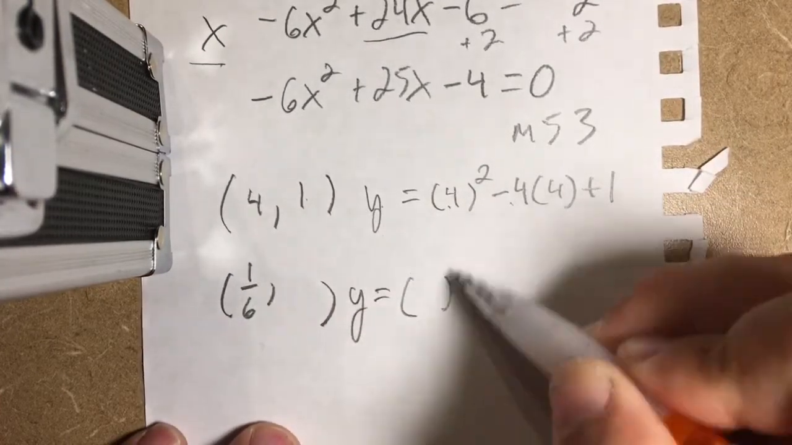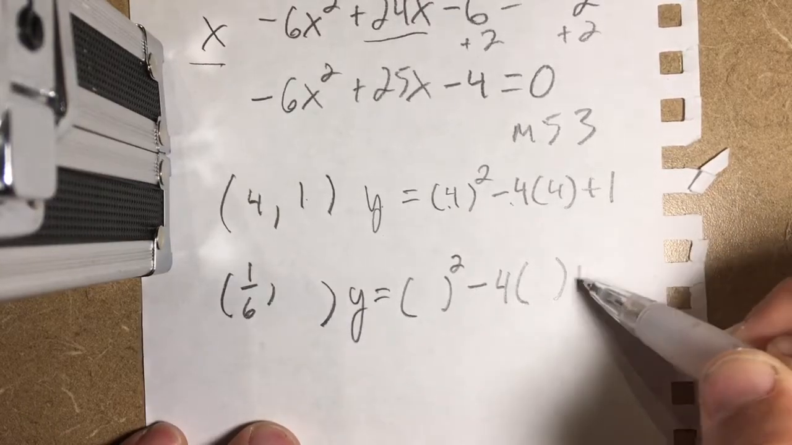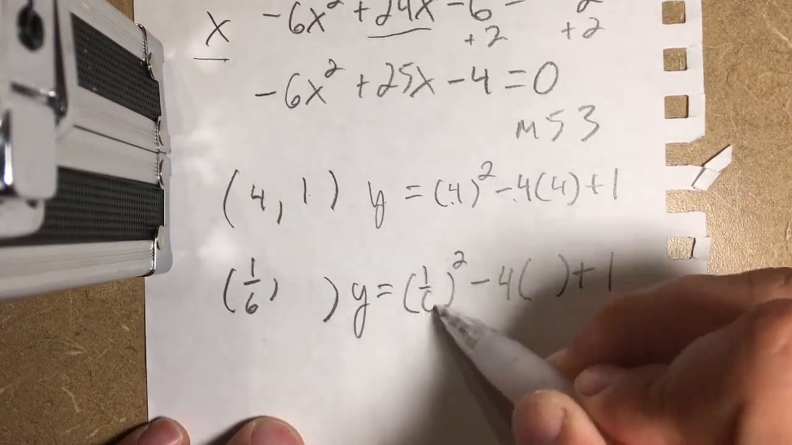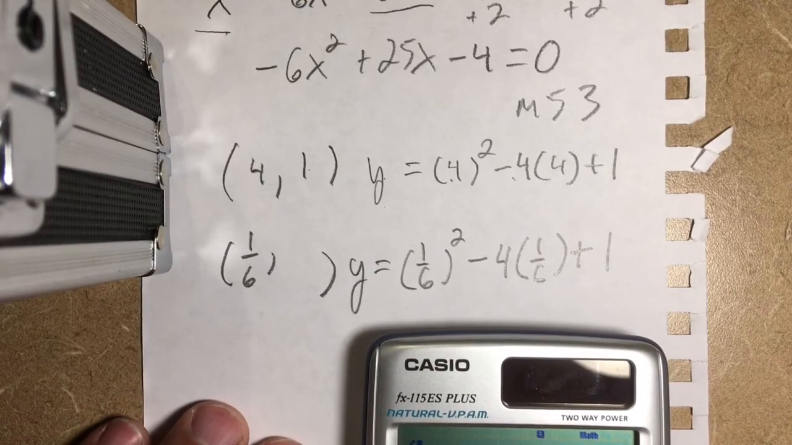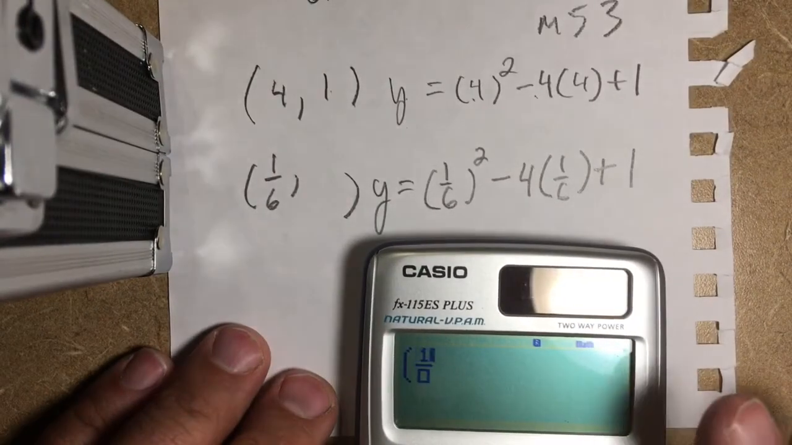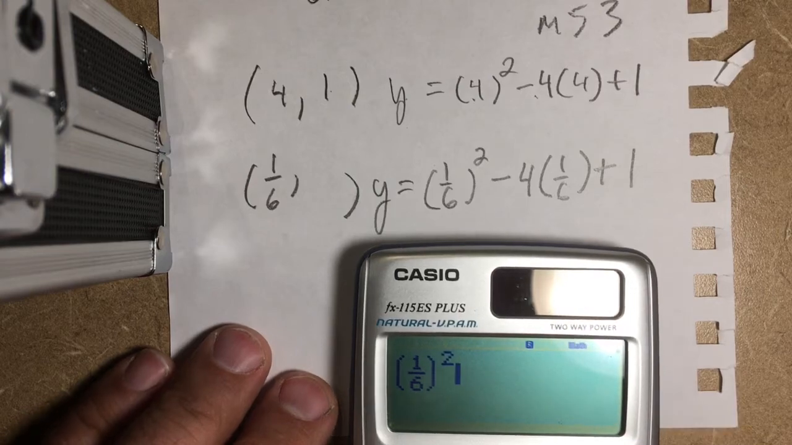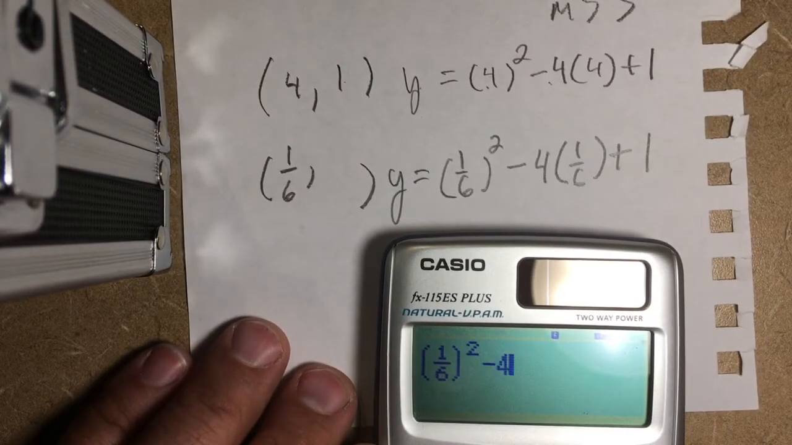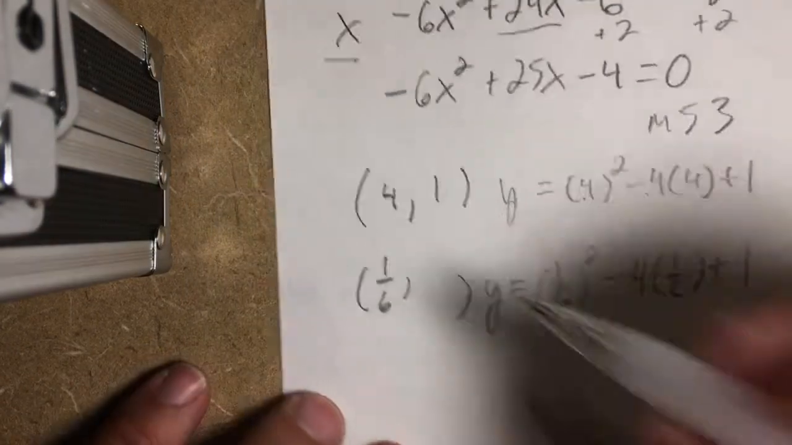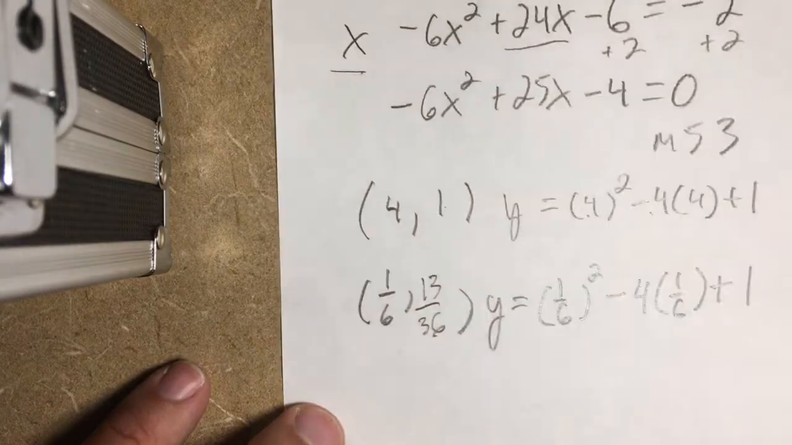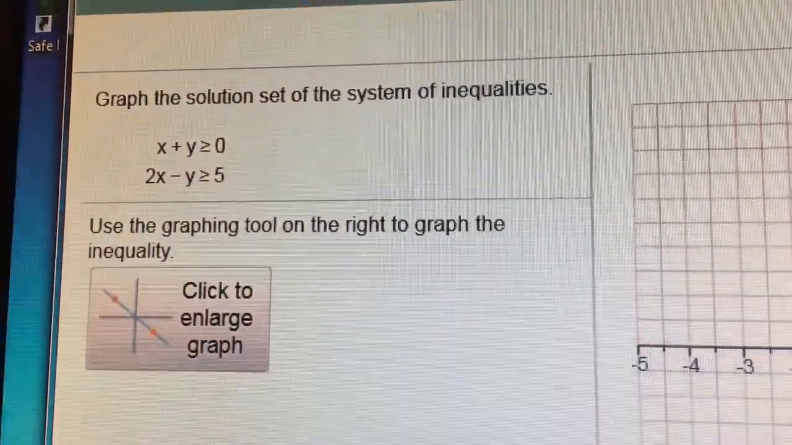Y equals, well, this one's not going to be so easy. I'm going to go right to the calculator and let it deal with this arithmetic, because I have to plug in this fraction 1/6. Mode 1 for normal computational mode. So that's going to give me 1/6 squared minus 4 times 1/6. This is a test, so you want to be as delicate as possible. Plus 1. 1/36 is the answer. Pretty tough.